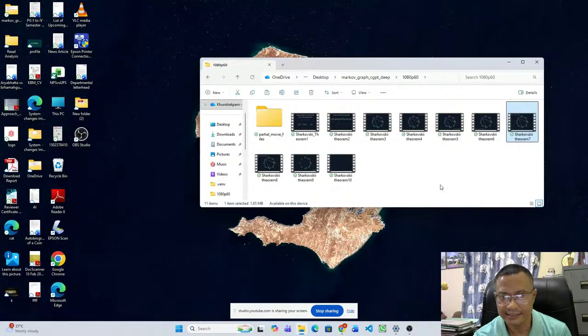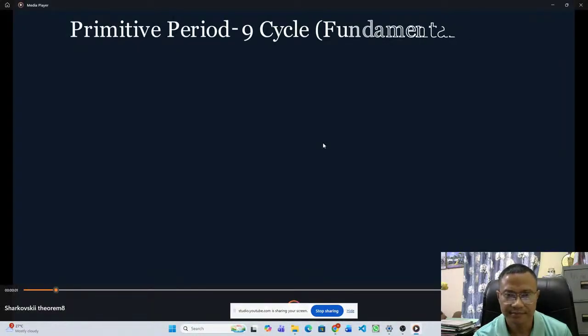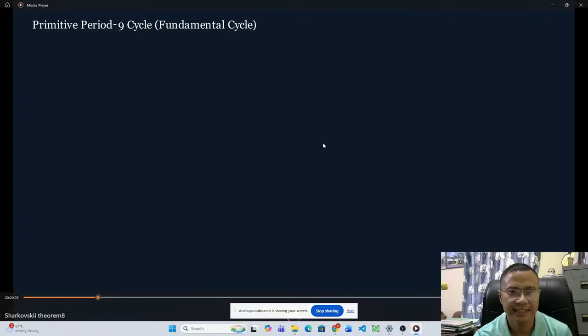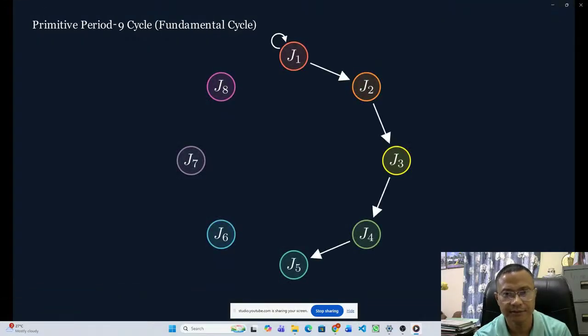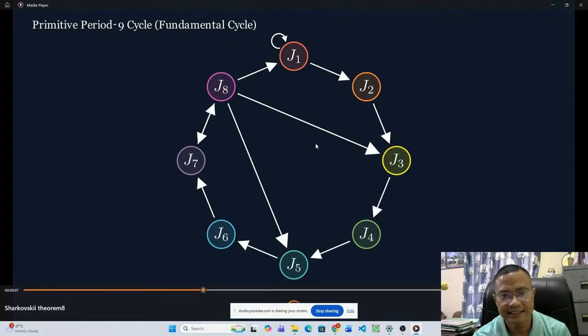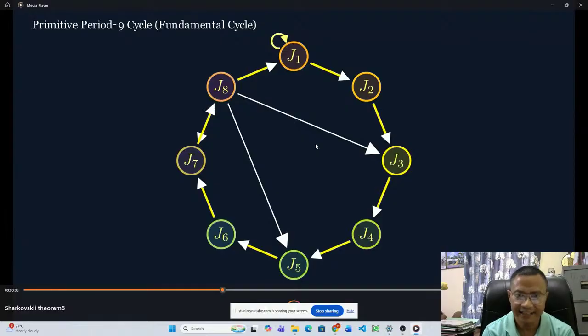Now, let us see the primitive cycle of length 9 that will guarantee you the existence of a periodic point of period 9. And indeed, we are talking about a periodic point of period 9 orbit. So where is the primitive cycle of length 9 from the Markov graph? What is the difference between the earlier primitive cycle of length 9 and this primitive cycle of length 9?